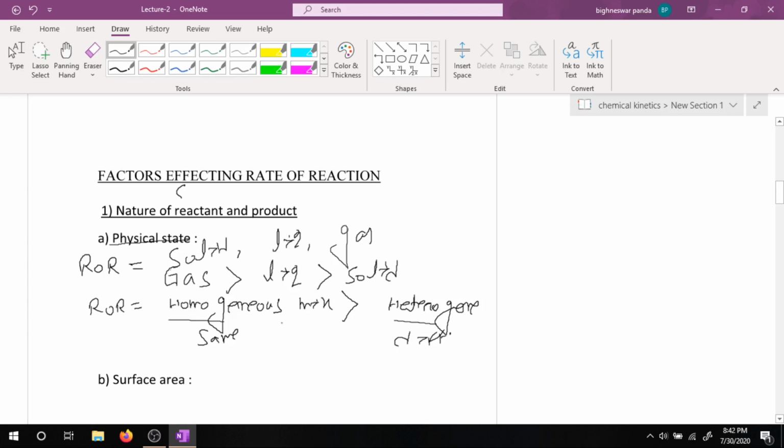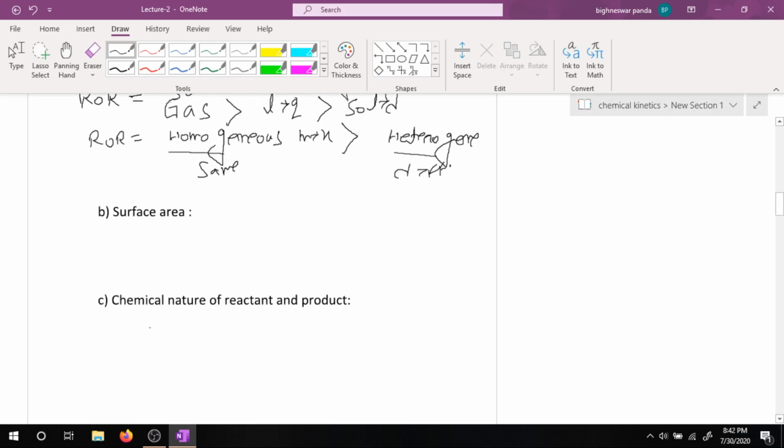So second case is surface area. So what is surface area? It has been seen that rate of reaction is directly proportional to surface area. With increase in surface area, the rate of reaction also increases.